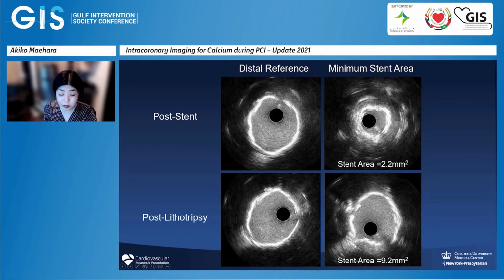Shockwave created a nice calcium fracture, making good stent expansion, which we never see without shockwave.